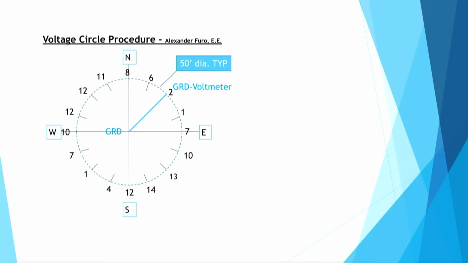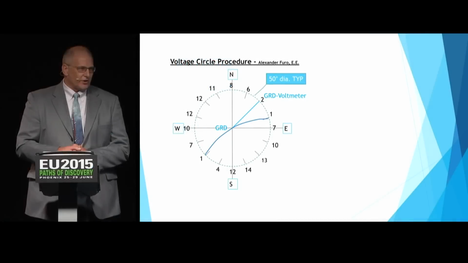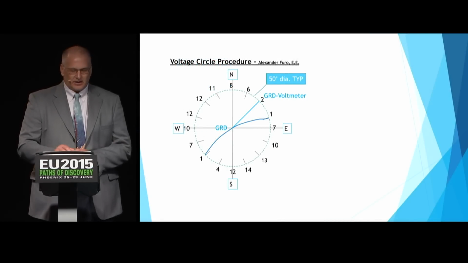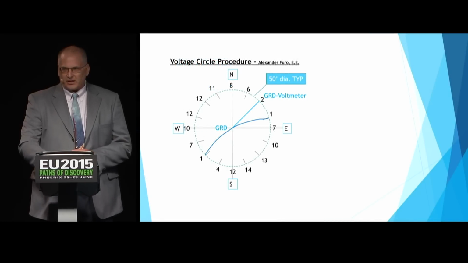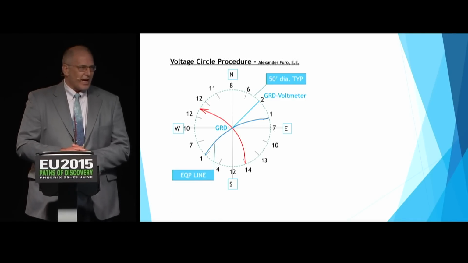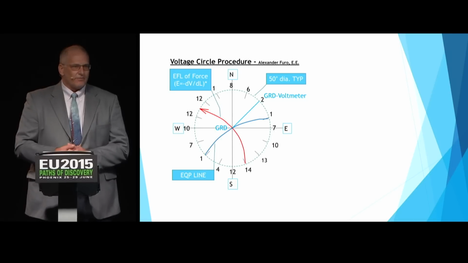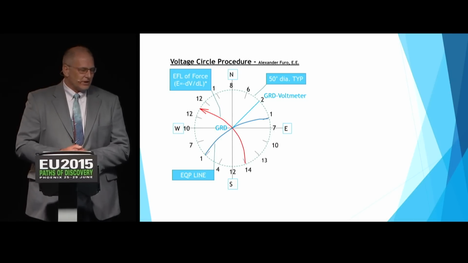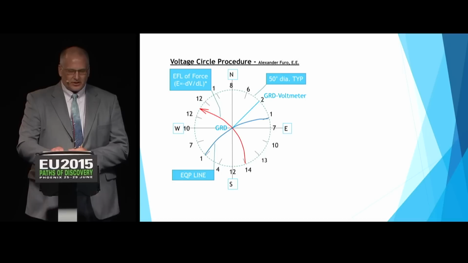And that allowed me to draw what was called an equipotential line from the lowest voltage on one side through the center point to the lowest voltage on the other side. And perpendicular to that is the electric field line of force, starting at the highest voltage of the circle, going through the center point and to the highest voltage on the other side of the circle. And that's the electric field line of force within that circle. And the arrow indicates the direction.